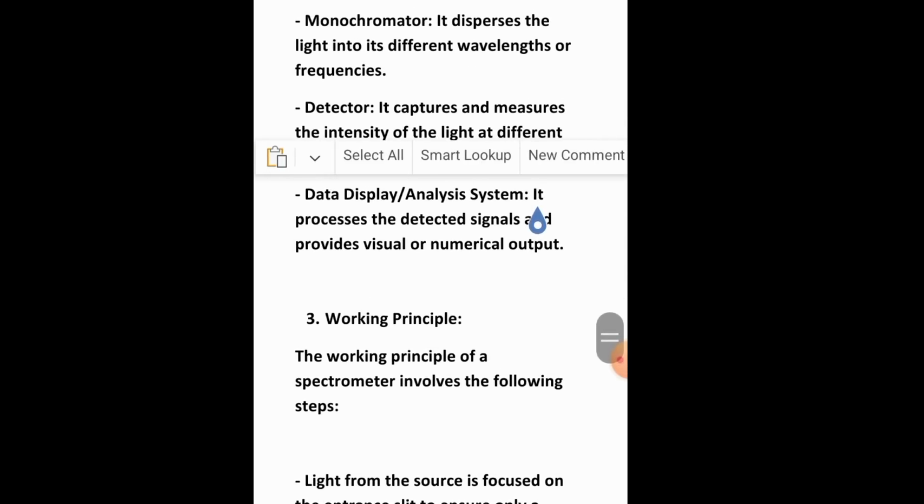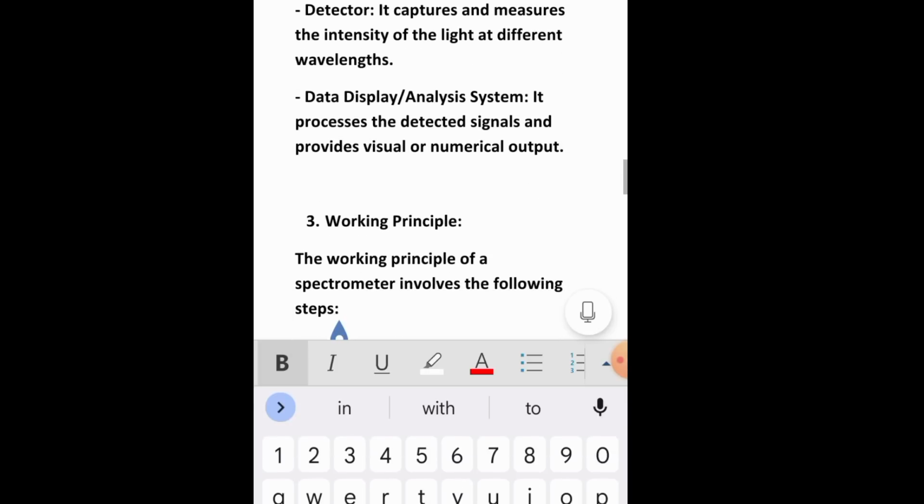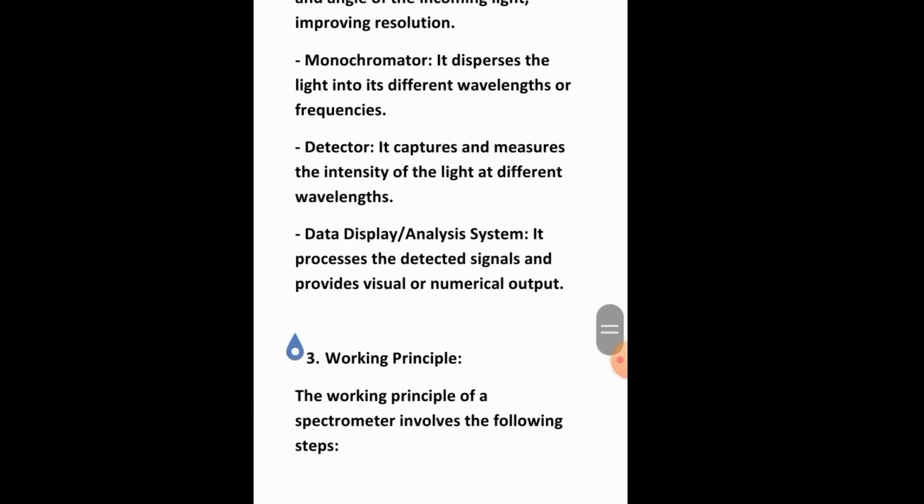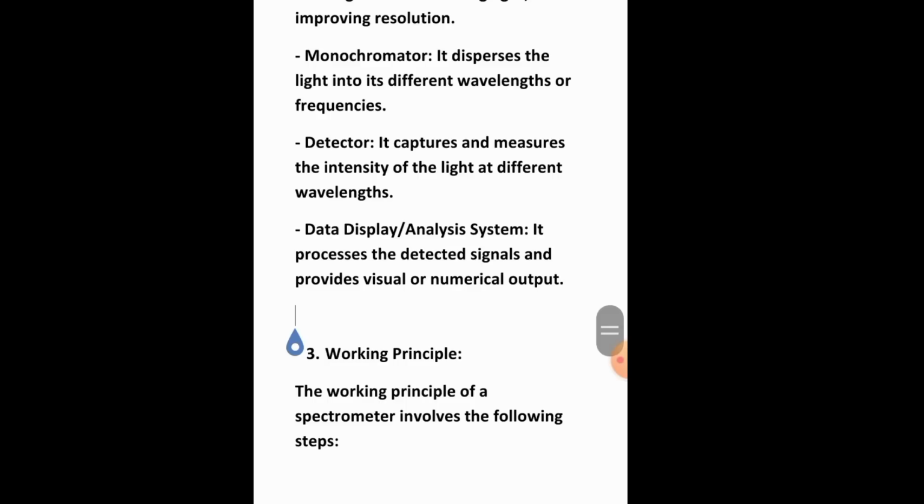Monochromator. It disperses the light into its different wavelengths or frequencies. Detectors capture and measure the intensity of the light at different wavelengths. The data display and analysis system processes the detected signals and provides visual or numerical output.